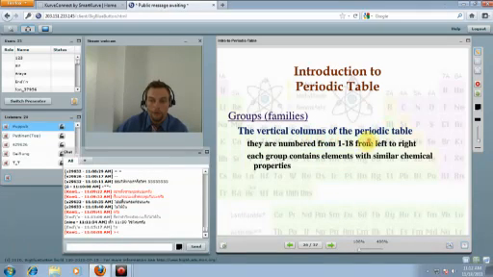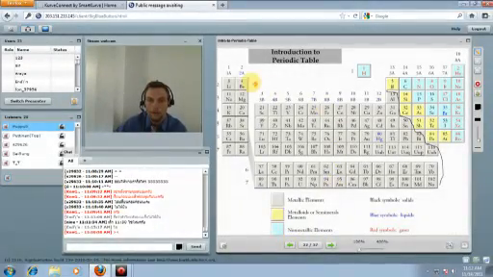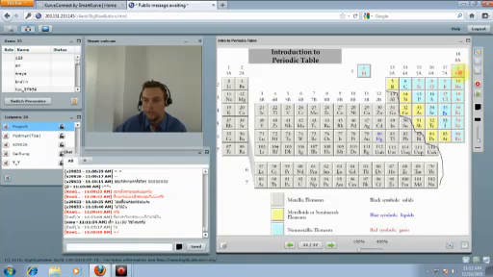The vertical columns of the periodic table. Okay, vertical columns of the periodic table. These are groups. And why are these like this? This is so confusing. I have no idea. It's actually very simple. These over here are called the noble gases, which means that they are found alone. They are very rarely found with other elements, bonded.